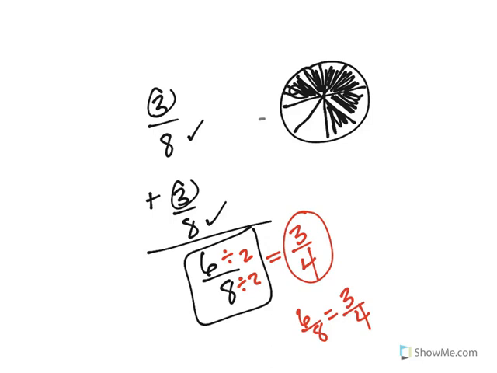Yes. So this time I'm going to cut it into how many pieces? Look at this. How many pieces? 4. How many am I going to eat? 3. 1, 2, 3. Did I eat the same? Yes. You see that? So they're equal.